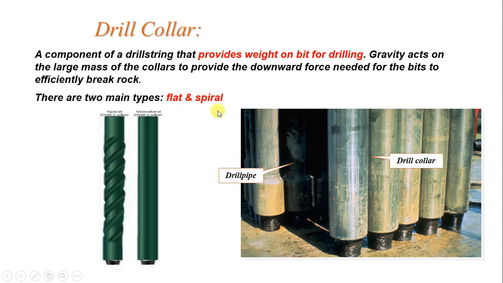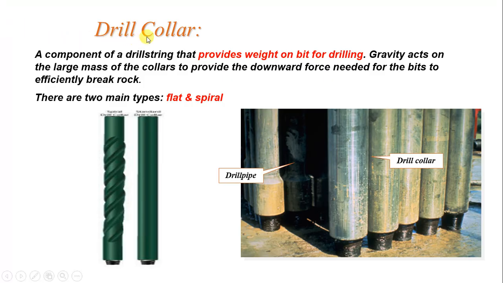Here, as I told you, this is number 3, the drill collar. What is the function of the drill collar? Actually, it has two functions. Number 1, to add or to provide weight on bit for drilling. Number 2, it keeps the string under tension, so the neutral point is away from the jar, depending on the weight on bit you are applying during drilling.